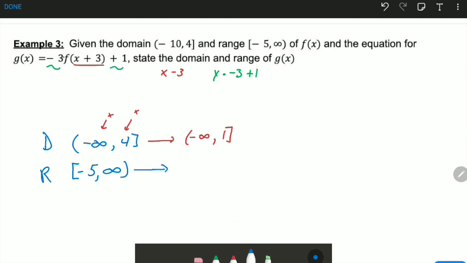For range, we have a little bit more complicated rule. It's multiplying by negative 3, then adding 1. So, remember that they're both y values here. If we do negative 5 times negative 3, that's positive 15. And then plus 1, it's positive 16.